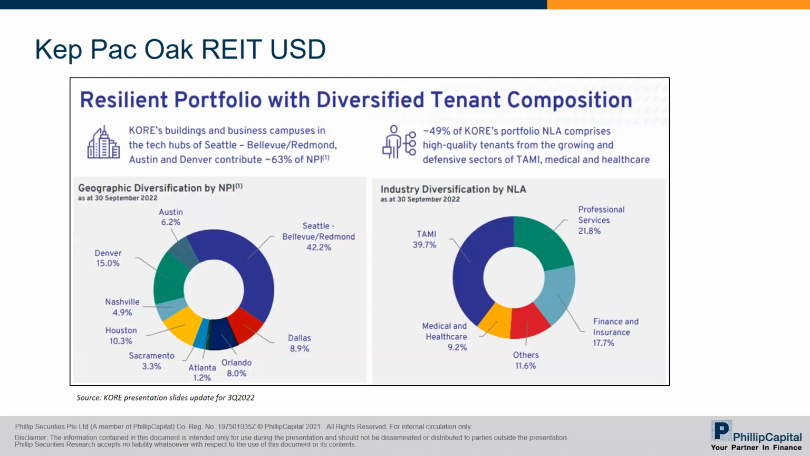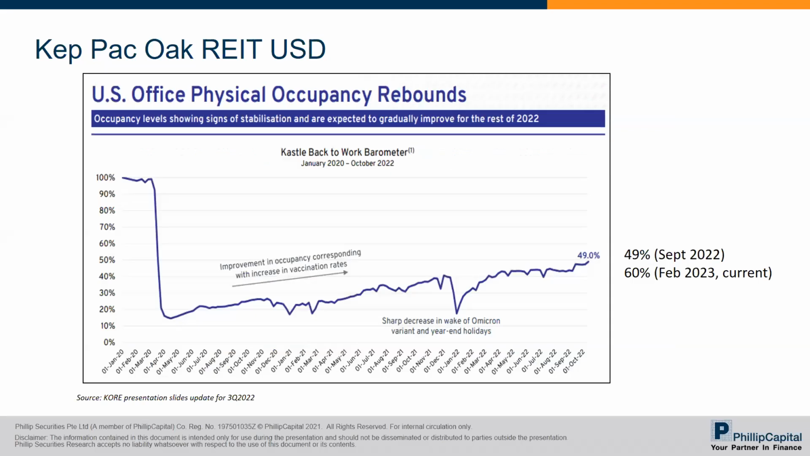In terms of their distribution, it is also quite diverse. They are diversified across geography as well as industry. And then in the US, we're also seeing a return to office trend. It is still continuing. As of current, the rate of physical occupancy has rebounded to 60% as of February. So all this will be favorable for a recovery in office space demand in the US.